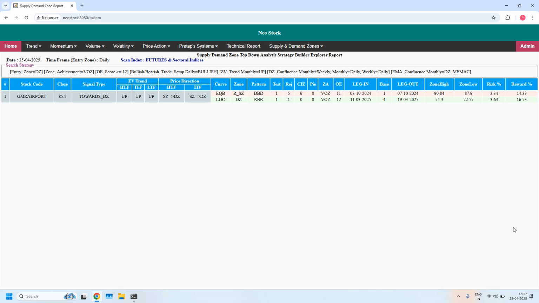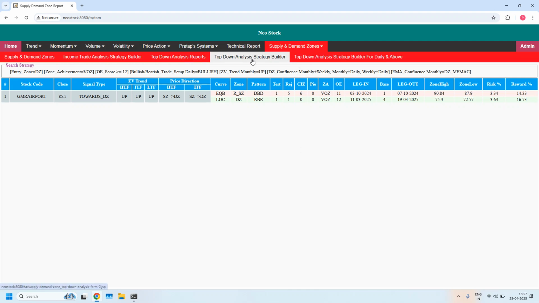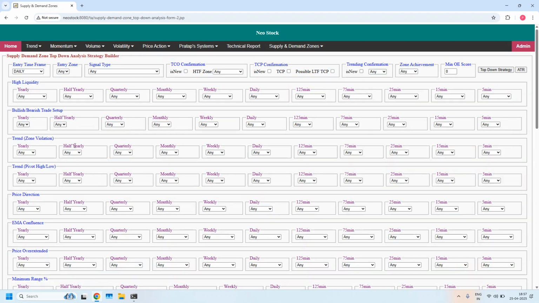Okay, this is about the bullish trade setup for monthly income trade. Similarly, we will look into the bearish trade setup for monthly income trade. Entry time frame daily, entry zone supply zone. And bullish or bearish at daily time frame, I am selecting bearish.